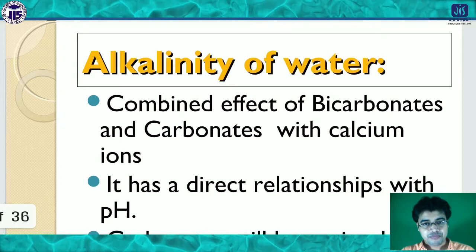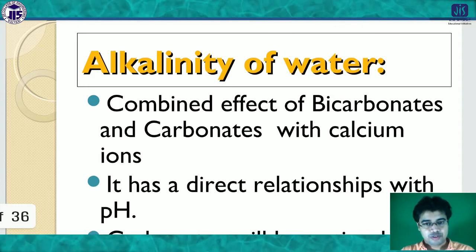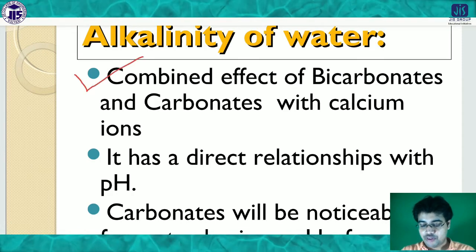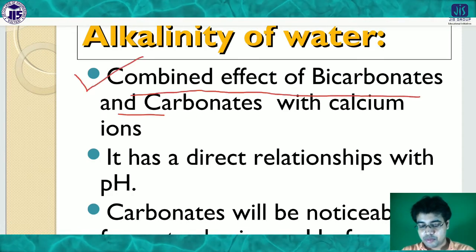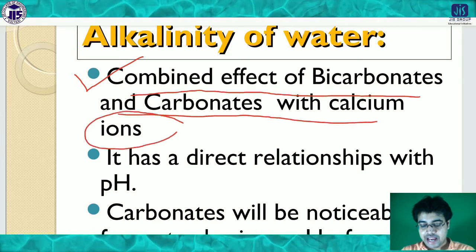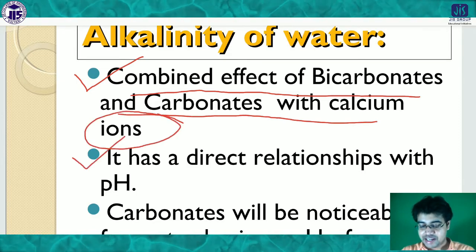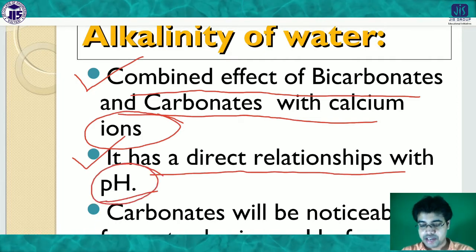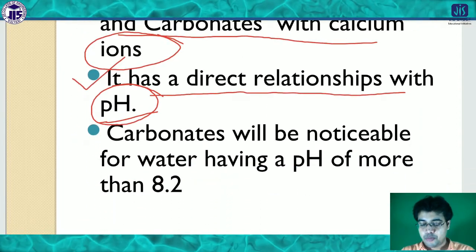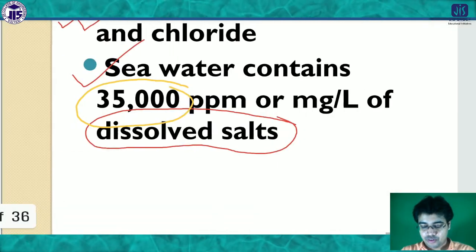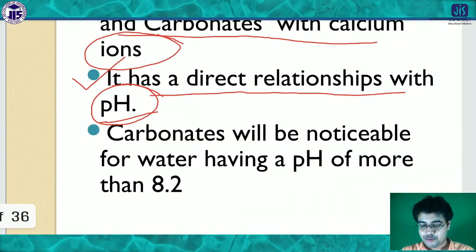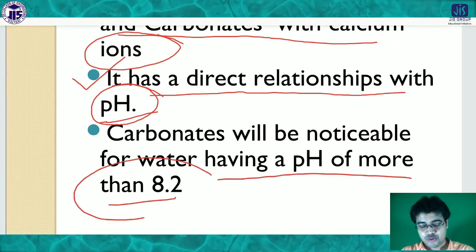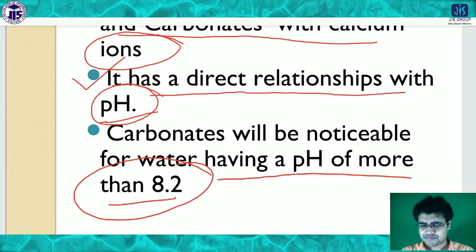Alkalinity of the water is another property of the water sample. Alkalinity of water is the combined effect of bicarbonate and carbonate with calcium ions, and it has a direct relationship with the pH. Carbonate will be noticeable for water having a pH more than 8.2. This is the simple thing.